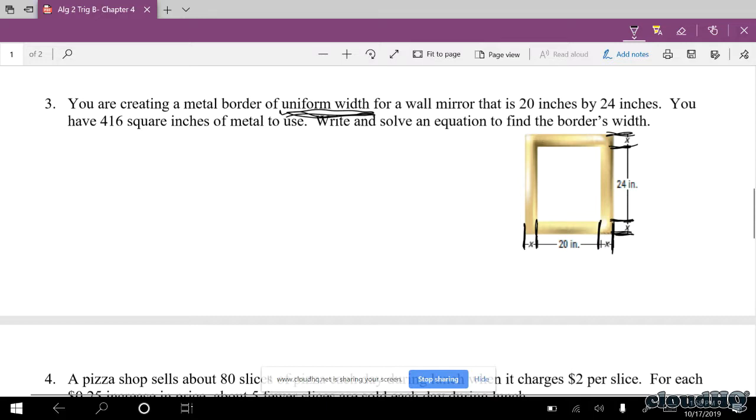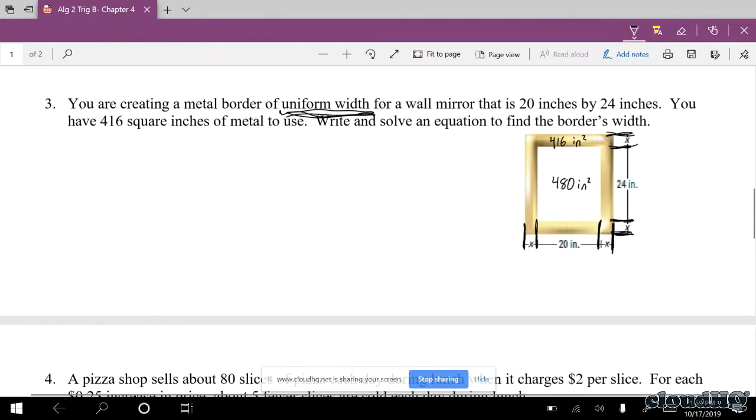Now it's telling us we have 416 square inches of metal to use. That's not very realistic because you're probably not going to melt down the 416 square inches of metal and decide how to use it, but we'll go with it. We'll roll with it. We know the frame itself is 416 square inches. If we're talking square inches, it looks like we're talking about area. What would be the area of the mirror? Well, the mirror was a 20 by 24 inch mirror. So if you take length times width, 20 times 24, we see the mirror itself is 480 square inches.